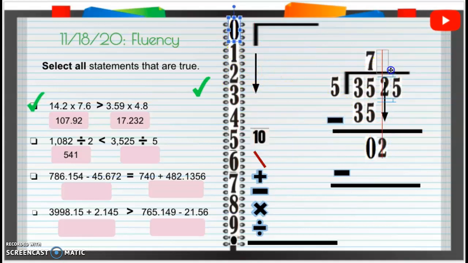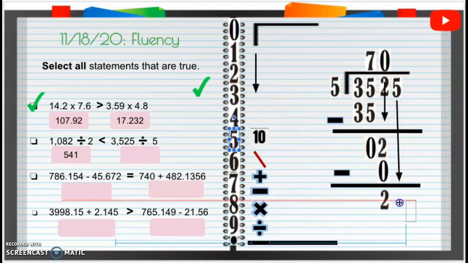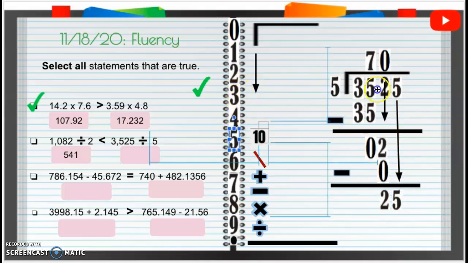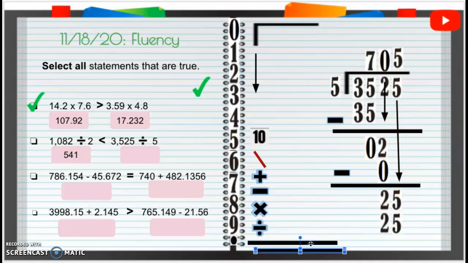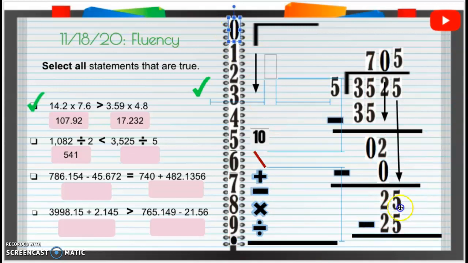Can 5 go into 2? No, it cannot, so I'm going to put a 0 up here. 5 times 0 is 0. 2 minus 0 is going to be 2. Bring down that 5. How many times can 5 go into 25? It can go in 5 times. 5 times 5 is 25. And then we subtract, and we get 0, so there's no remainders, no leftovers. So our answer there is 705.